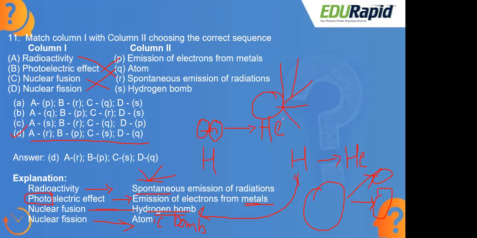Fusion is joining together to form a bigger molecule. Fission is it will then split out to form simple, smaller, lighter molecules. Got it? That is a major difference between these two. Moving to the next question now.